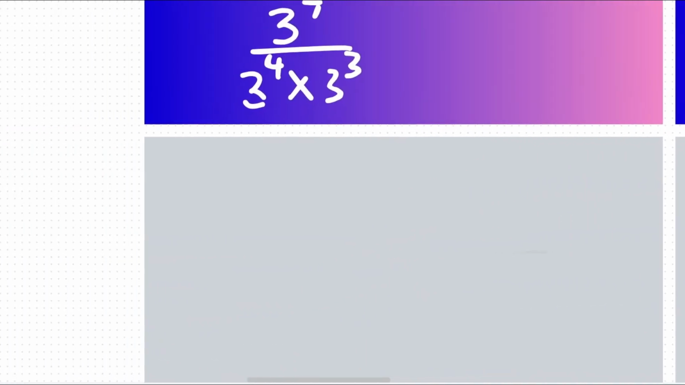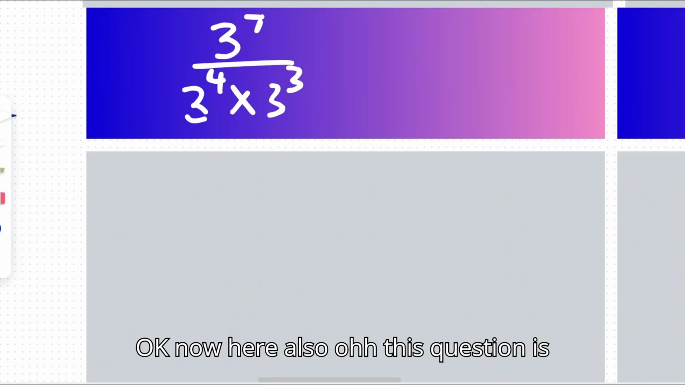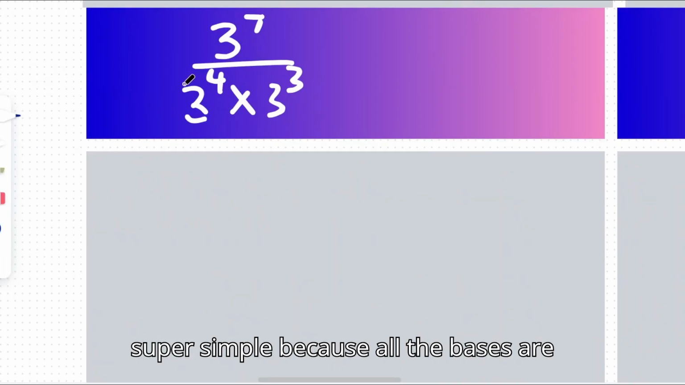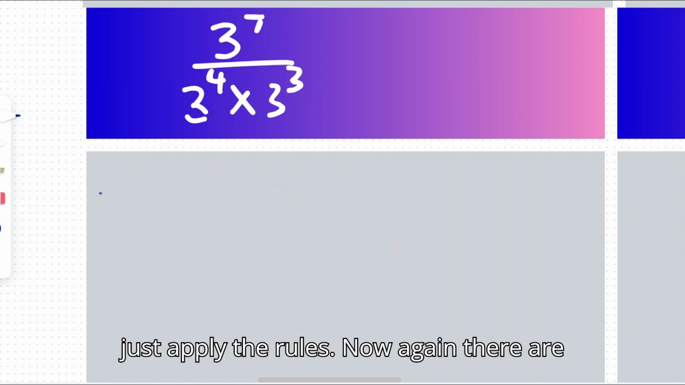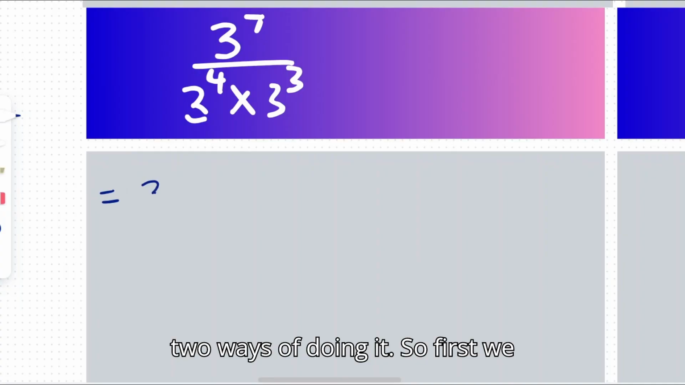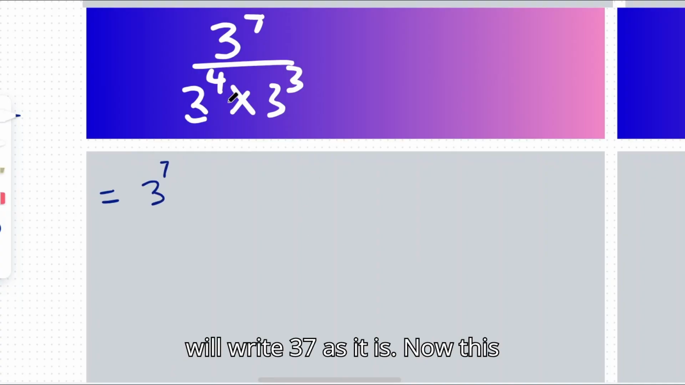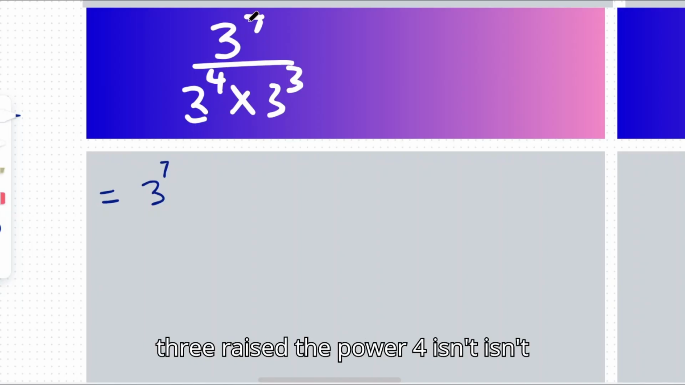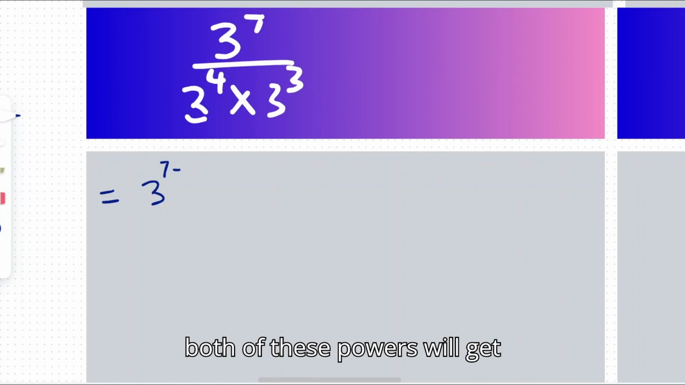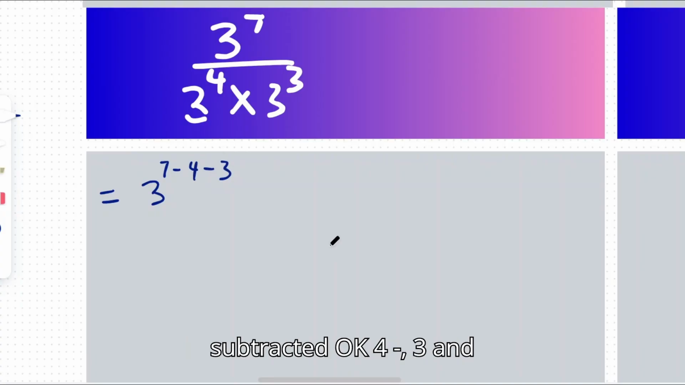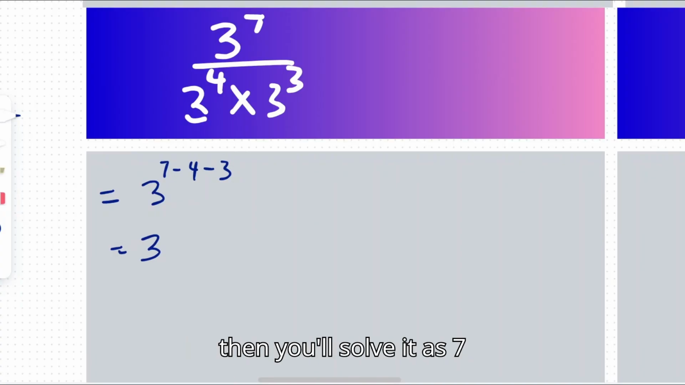Okay, next question. Now here also, oh, this question is super simple because all the bases are same already. All you have to do is just apply the rules. Now again, there are two ways of doing it. So first we will write 3, 7 as it is. Now this 3 raised to the power 4 is in division with this, and this is also in division with this. So both of these powers will get subtracted. Okay, minus 4 minus 3, and then you will solve it as 7 minus 4 is 3 minus 3 equal to.